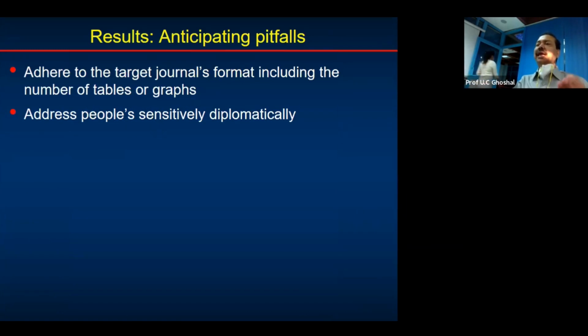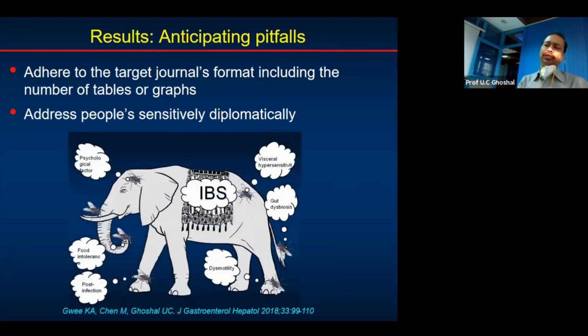Result: you have to anticipate the pitfalls, so that if the reviewer picks up something, your paper will be killed. But if you pick that up and write it in the discussion, then the reviewer and editor will be quite empathetic, because they'll say these authors are very mature, they know what they mean, they understand their own limitation. So therefore, adhere to the guidelines and anticipate the pitfalls. Also look at the target journal. You must read the instructions to authors of that journal where you want to submit. Address people's sensitivity diplomatically. I'll show you this figure.